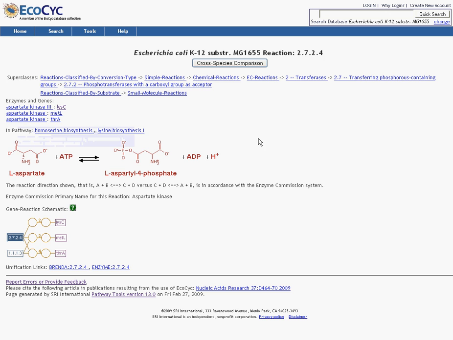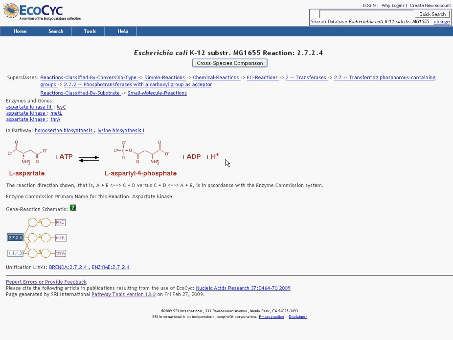So what's in the page? Well, up here at the top, we have the name of the organism, the name of the reaction. In the case of reactions that have EC numbers, we label them with the EC number. Down below, we have a cross-species comparison button. This is a way that you can compare the presence or absence of this reaction across multiple organisms, as we'll address in a future webinar. Below that, we have a breakdown of the classification of this reaction, again using the EC hierarchy. Then below that, we have a list of enzymes and the genes coding for those enzymes that catalyze this reaction.